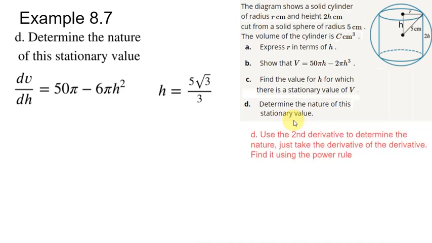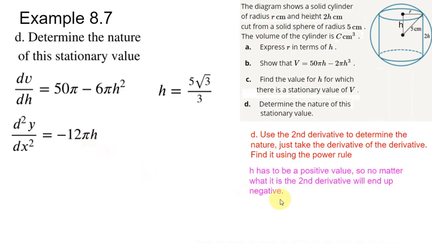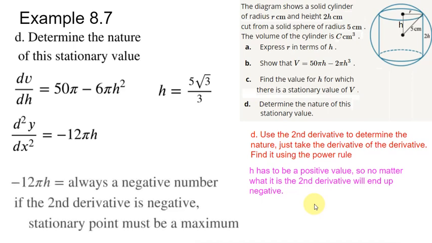And what I need to do is figure out what the nature of this stationary point is. So I find the second derivative. And so the second derivative is going to be 2 times negative 6 pi, or negative 12 pi, times h. Well, a negative times a positive, the height has to be positive, is always going to be negative. So that means the stationary point must be a maximum.